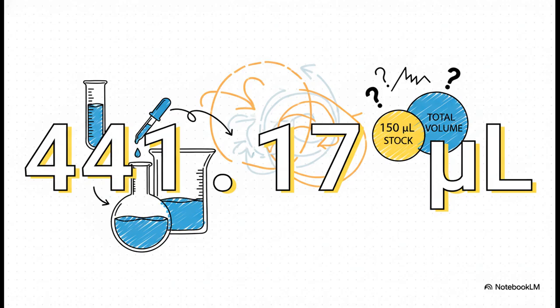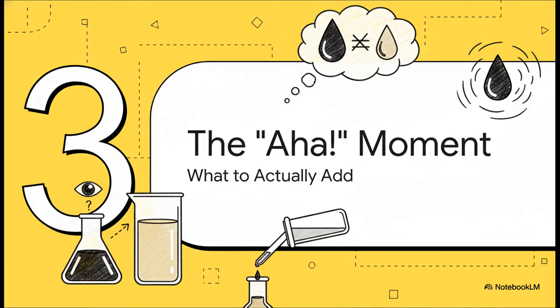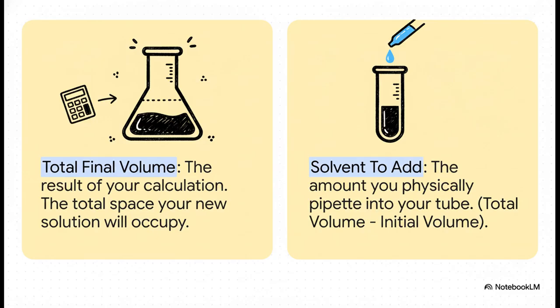And this leads us to the single most common mistake people make. Okay, pay close attention, because this is the aha moment. This is where so many people get it wrong. They see that number, 441.17, and they think, great, that's how much water I add. But no, it's not. Let's make this distinction absolutely crystal clear. You have to separate the number you calculate from the action you take in the lab. The total final volume is what our math told us. It's the total space the new solution will take up in the tube. But the solvent to add is the amount of liquid you will actually pipette into your starting sample. They are two different things.